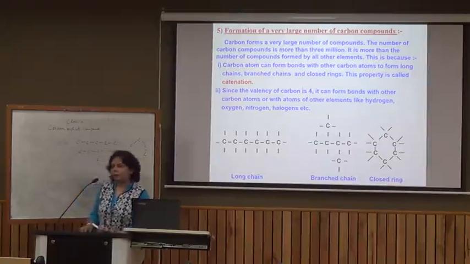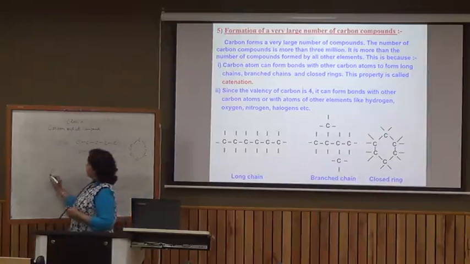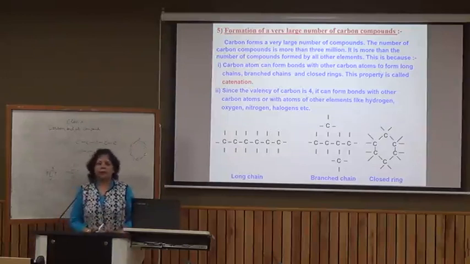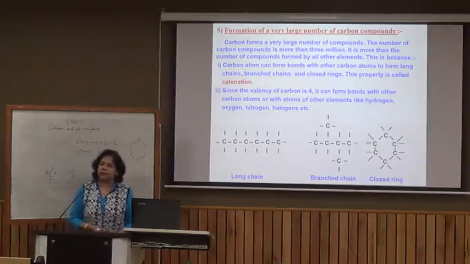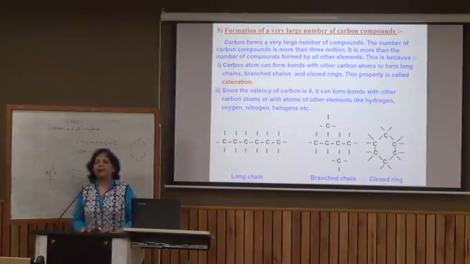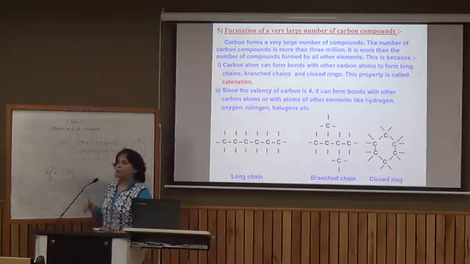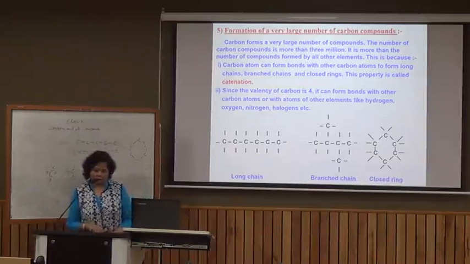Another property we call tetravalency. As the name suggests, its valency is 4. Carbon has 4 valence electrons. So it can form 4 bonds with other carbon atoms, or with any other monovalent element, or with nitrogen and oxygen. Again, this type of bonding may be in a number of different ways. So this also gives rise to a large number of carbon compounds. So the two properties, catenation and tetravalency, are responsible for the large number of carbon compounds.